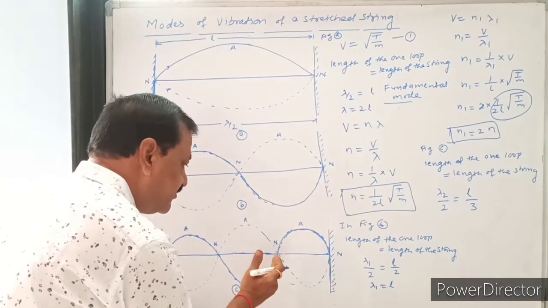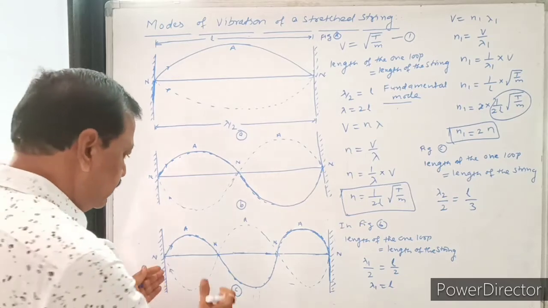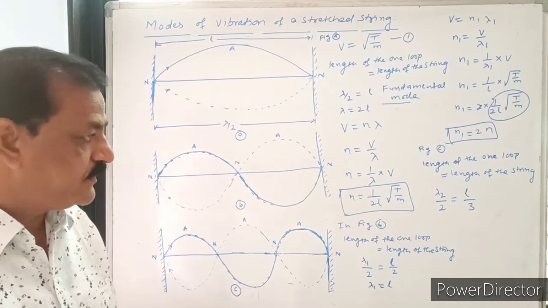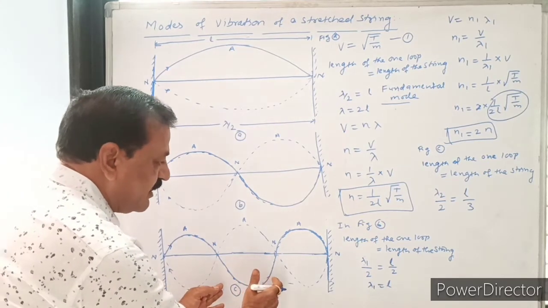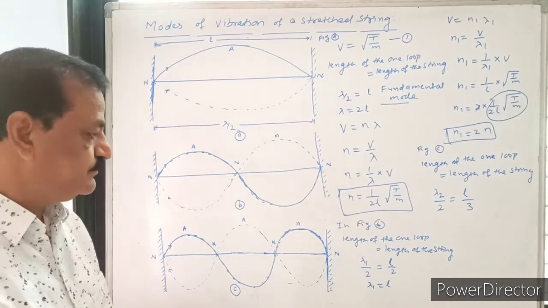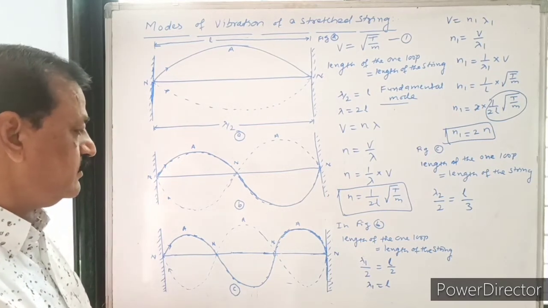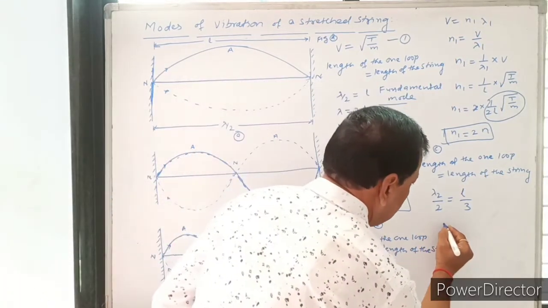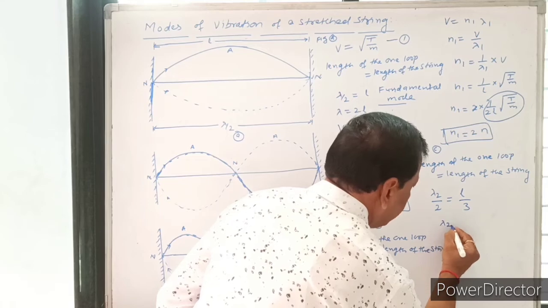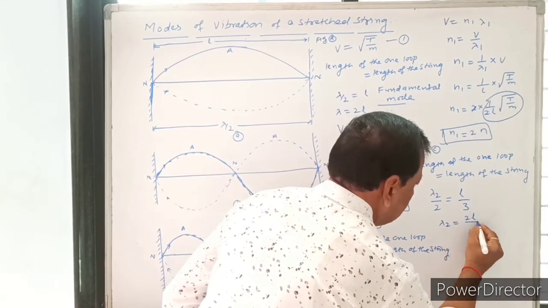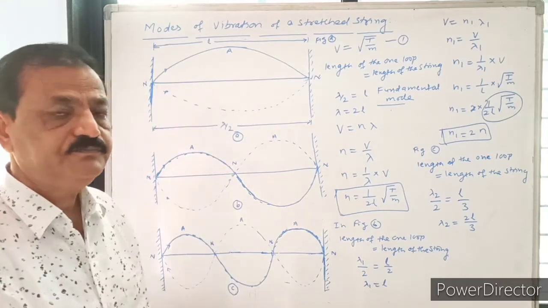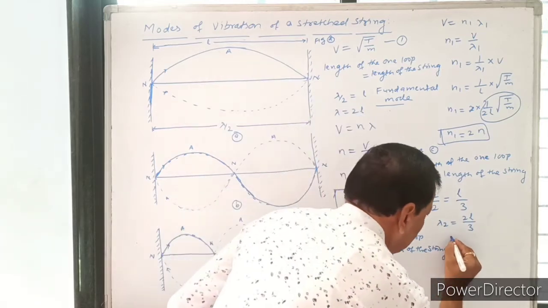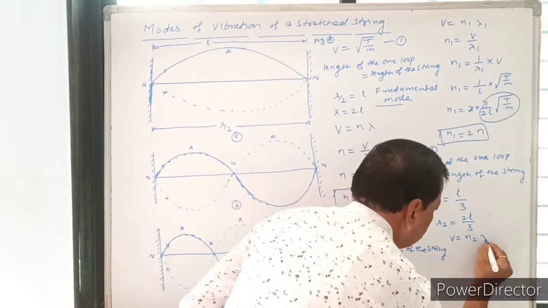In this case, 3 loops are formed. That is one loop, another loop, another loop. 3 loops means lambda by 2 plus lambda by 2 plus lambda by 2 is 3 lambda by 2. Therefore, lambda 2 equal to 2L by 3. V is equal to n2 into lambda 2.